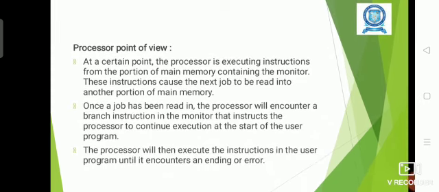The processor will be executing the instructions from the main memory portion, along with the monitor. When one job has completed, the processor will call the next job by using the branch instruction, and the monitor also instructs the processor to continue the execution at the start of the user program. So the user jobs will be present in the user program portion of the main memory.